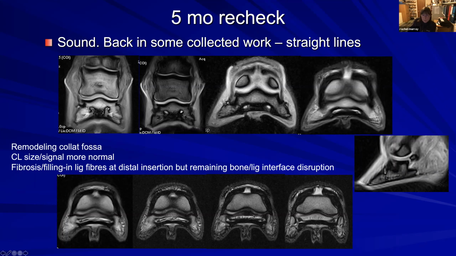We've got more fibrosis and filling of the ligament fibers, but we've still got a little bit of bone ligament interface disruption. So this horse was gradually put on increasing exercise at this stage. We felt from the MRI we were confident enough to keep going with the exercise, being very careful, putting in the turns at the very last minute.